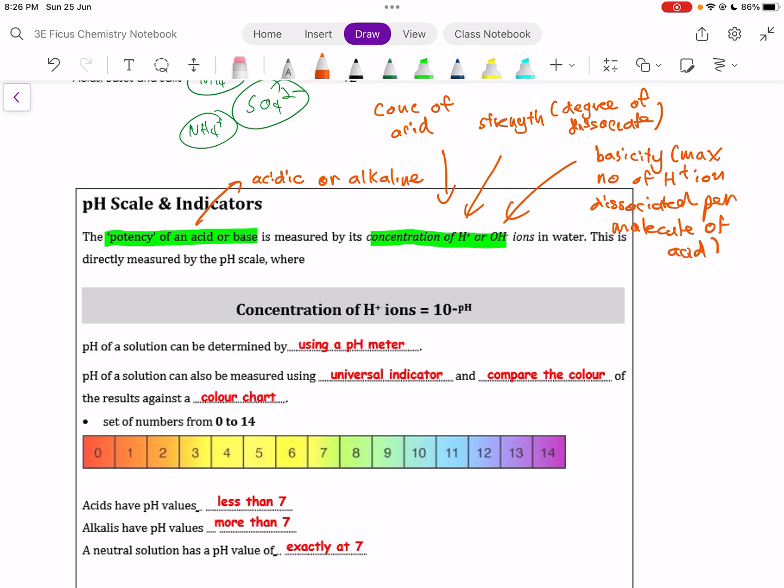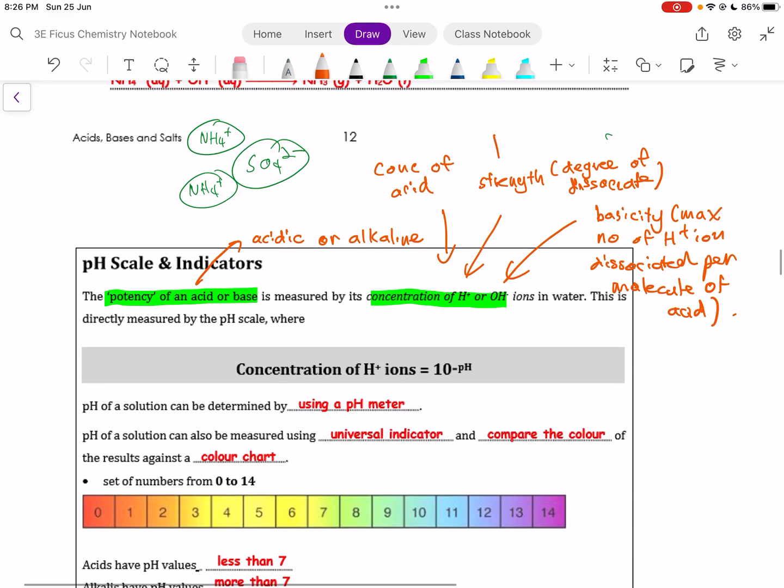Under strength, just to recap, you have strong acid or weak acid. Strong means those that dissociate fully, weak means those that dissociate partially. These are important concepts that you need to grasp before this lesson. Weak acids usually give you a low concentration of H plus. And then you have basicity.